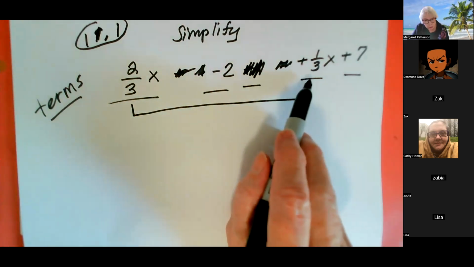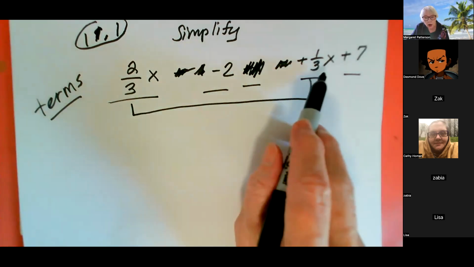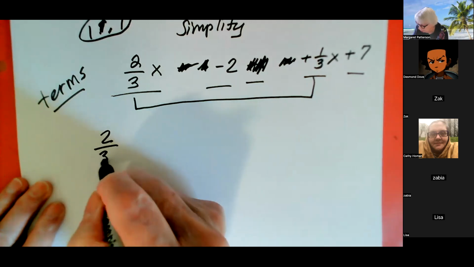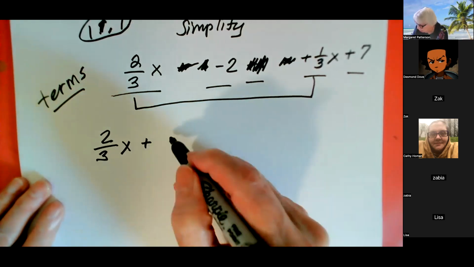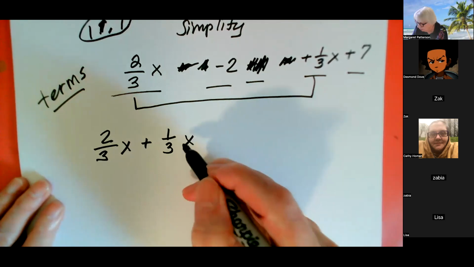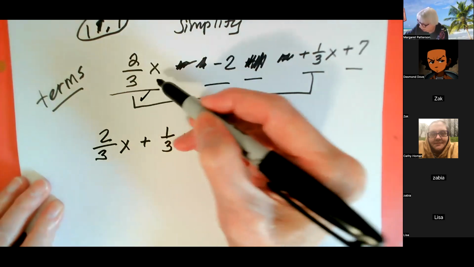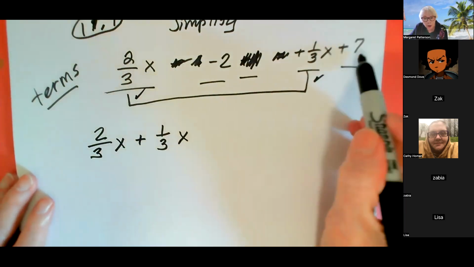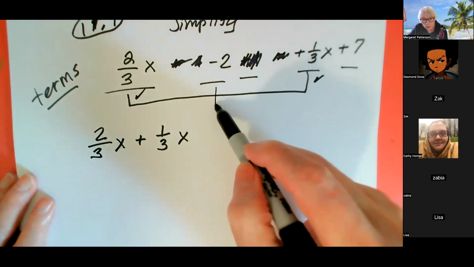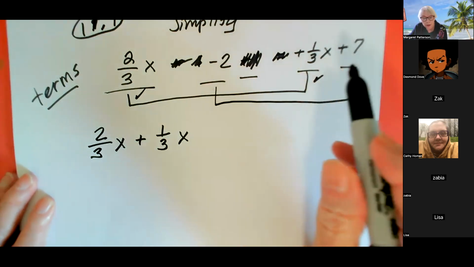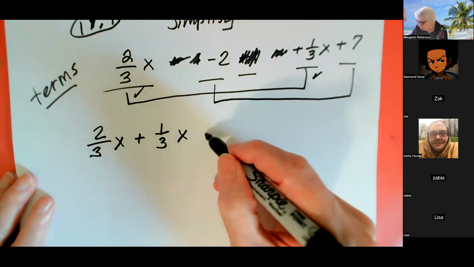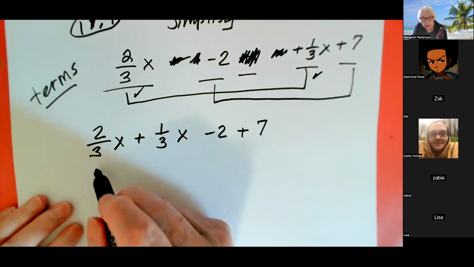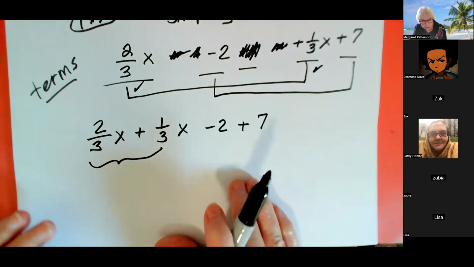Still, these 2 are X terms. And so I'm tempted to put that first, 2/3 X plus 1/3 X. In other words, I'm going to deal with these 2. Then the other 2 are like terms. This one and this one, they're both plain numbers. So that's subtract 2 and add 7. So these 2 could go together.